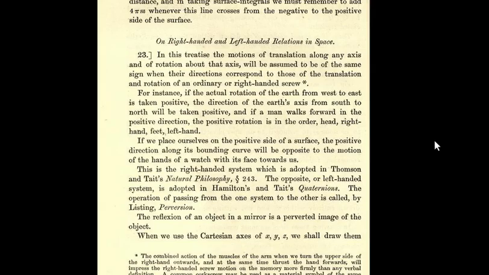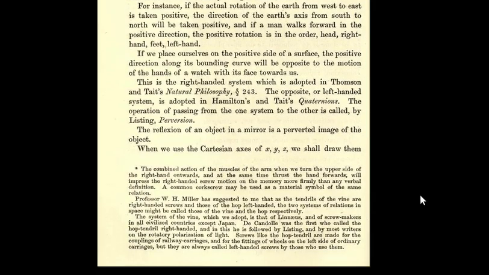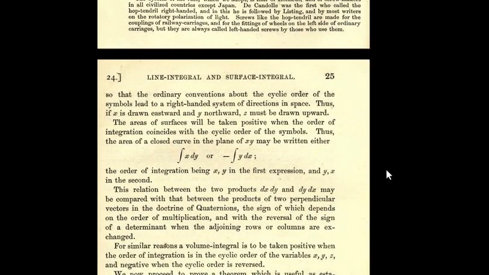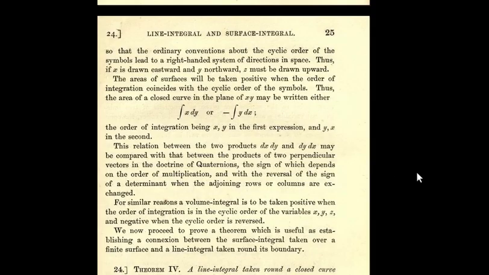This is the right-handed system, which is adopted in Thomson and Tait's Natural Philosophy, section 243. The opposite or left-handed system is adopted in Hamilton's and Tait's Quaternions. The operation of passing from one system to the other is called, by Listing, perversion. The reflection of an object in a mirror is a perverted image of the object. When we use the Cartesian axes x, y, z, we shall draw them so that the ordinary conventions about the cyclic order of the symbols lead to a right-handed system of directions in space. Thus, if x is drawn eastward and y northward, z must be drawn upward.